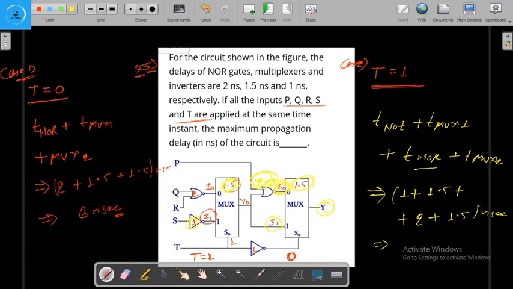Here it's again coming 6 nanosecond, right? Here 1 nanosecond, here 1.5 nanosecond, again here 2, and then again here 1.5 nanosecond. So we are going to get 3 plus 3 is 6 nanosecond. How will these two be equal? I don't think it will be equal. Let me recheck again.